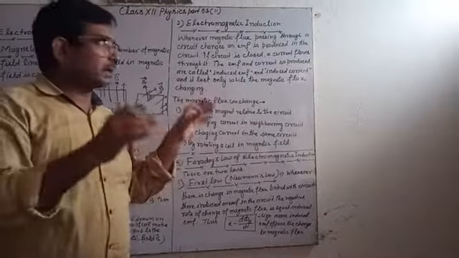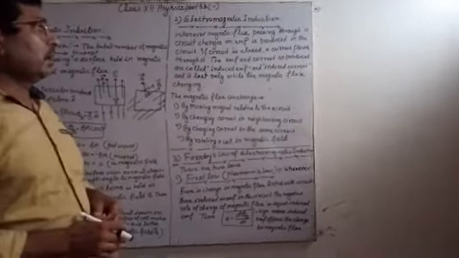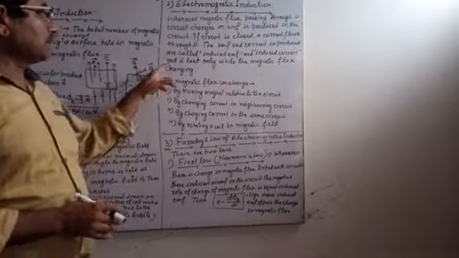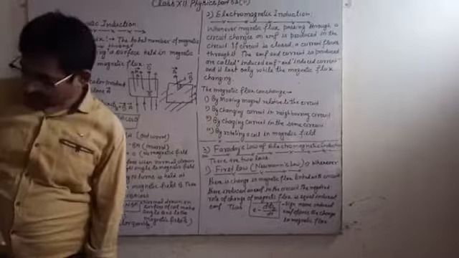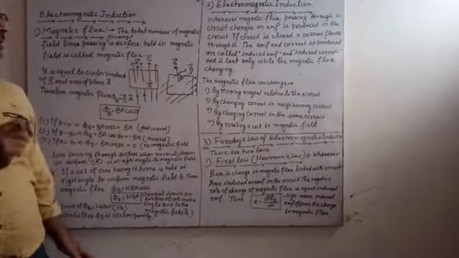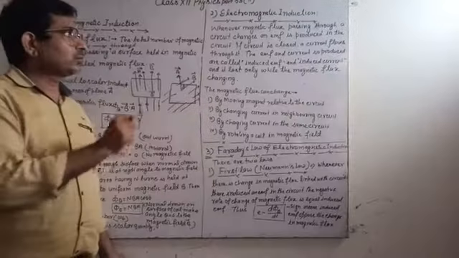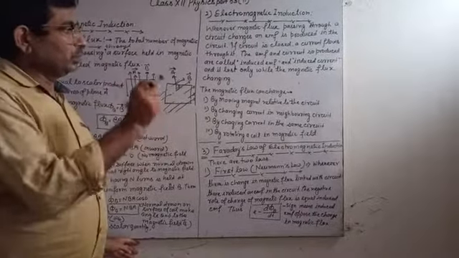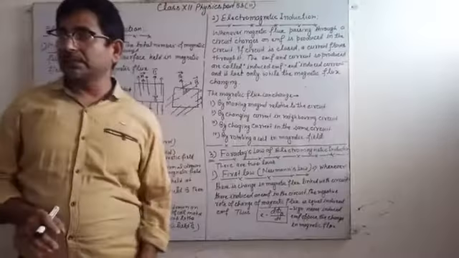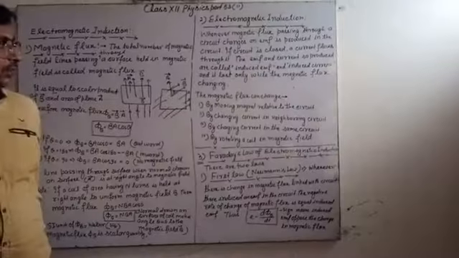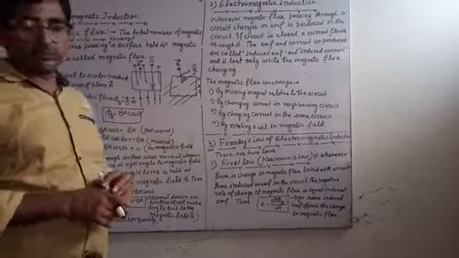The EMF and current so produced are called induced EMF and induced current, and it lasts only while the magnetic flux is changing. When there is no magnetic flux change, there is no induced EMF and no induced current. It means magnetic flux can change in the following ways: first, by moving a magnet relative to the circuit.